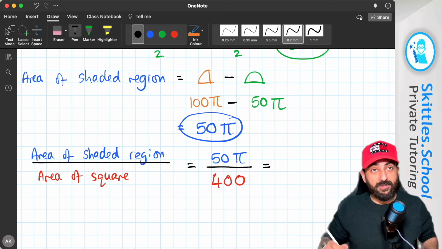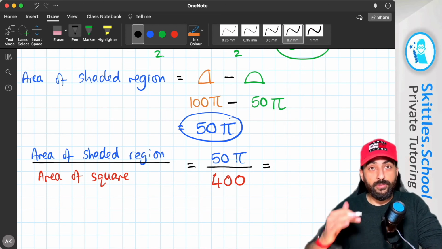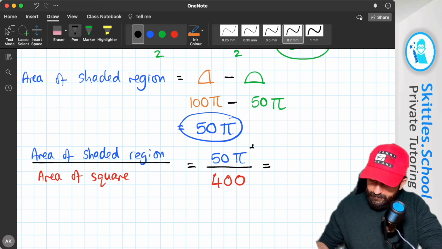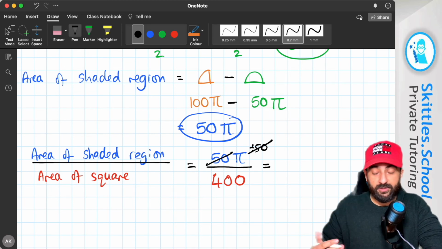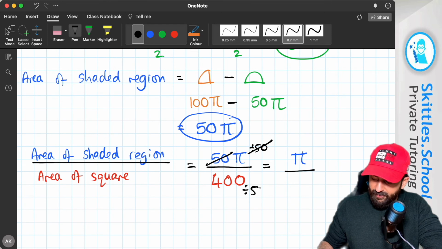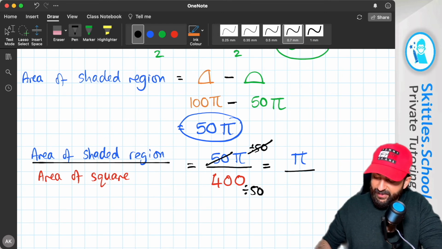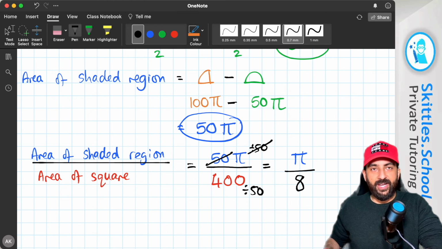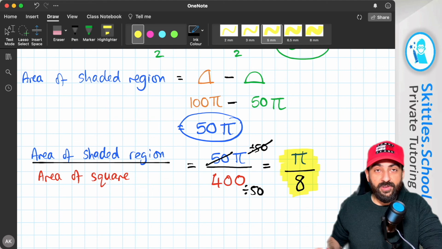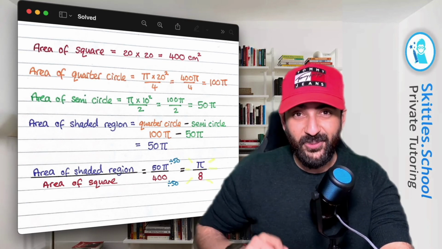And now we can simplify this. So if we divide both the numerator and the denominator by 50, 50 divided by 50 would just be 1. So 1 pi is the same as saying pi. And 400 divided by 50 is 8. And if you notice, we've got it in the form pi over 8, which is exactly what the question asked of us. And that's all it takes.